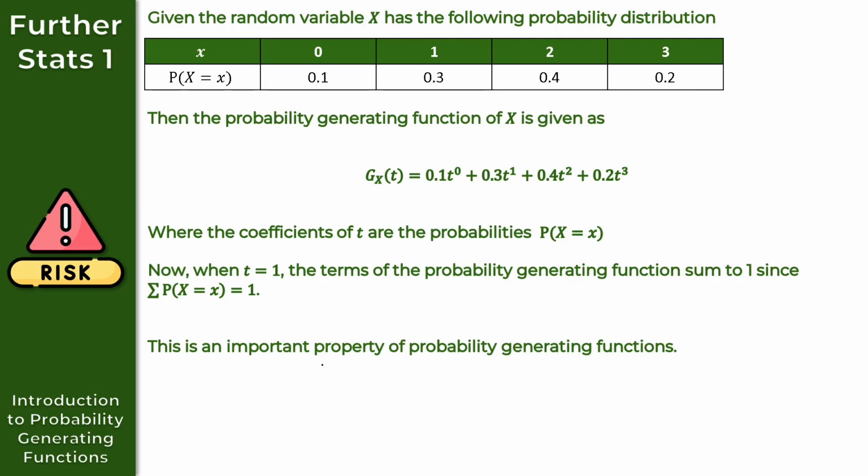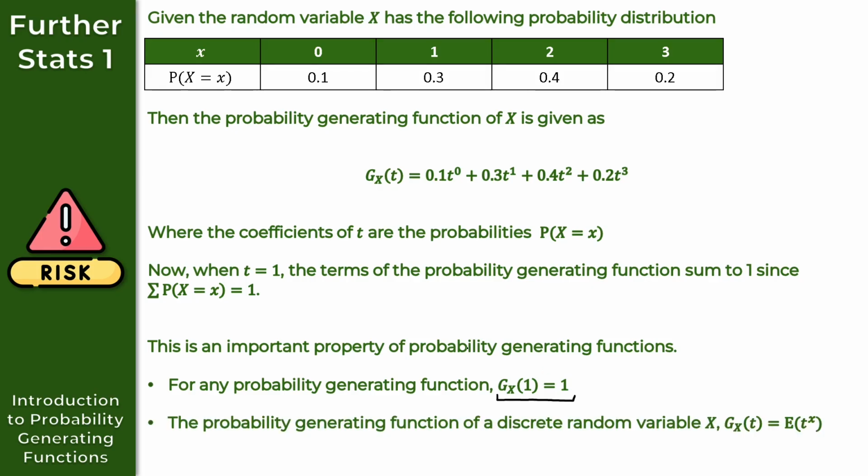Okay, so let's summarize then. For any probability generating function, g of x at 1 is equal to 1. So that's what we just mentioned. When t is equal to 1, the terms of the probability generating function sum to 1. Okay, so that's really important. Do make a note of this. And then finally, the probability generating function of a discrete random variable x, so g of x at t, is equal to the expectation of t to the power of x. Okay, again, really important. Do make a note of this. This is how you will see it in the formula book.